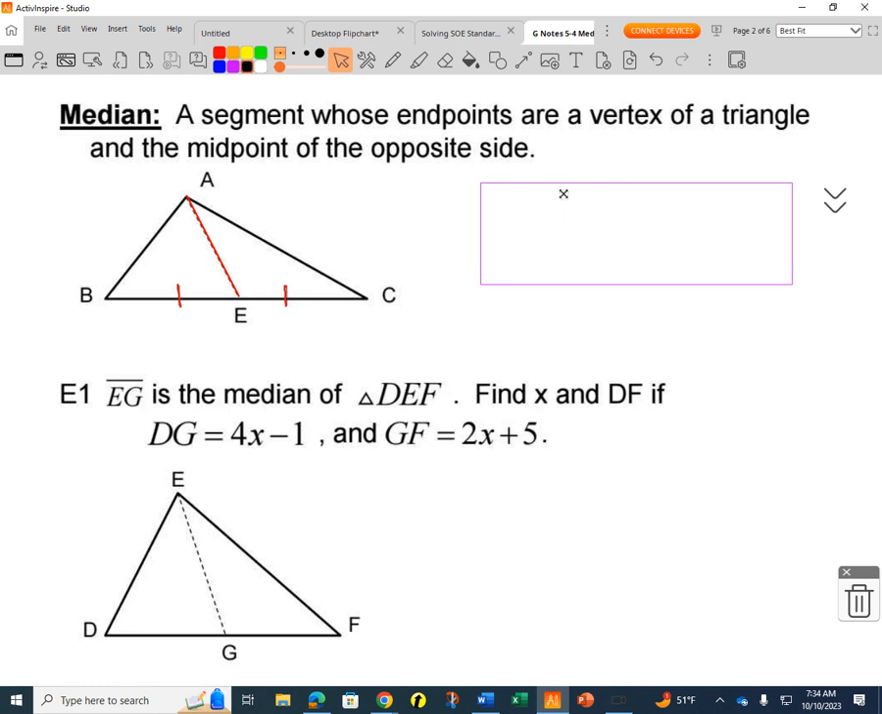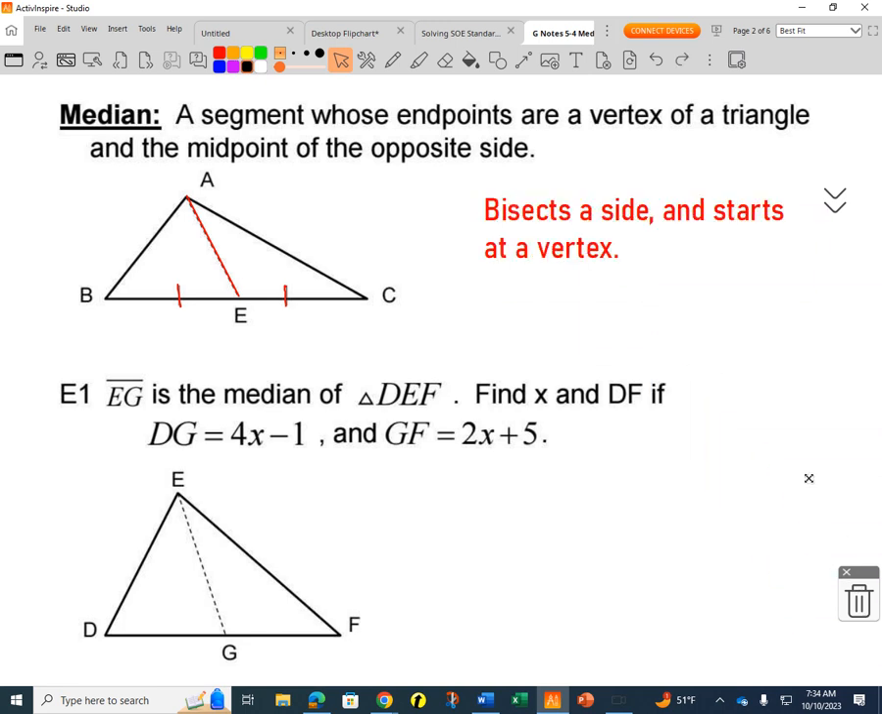So we're about to learn about another segment in a triangle. But first we're going to reword that a little bit just for emphasis. Remember that a median bisects a side and starts at a vertex. So it has to start at a vertex and bisect a side. That means one endpoint is a midpoint. All right, example 1.